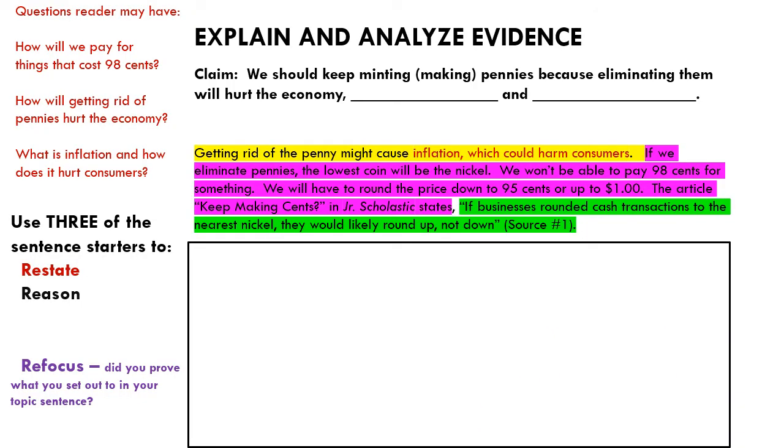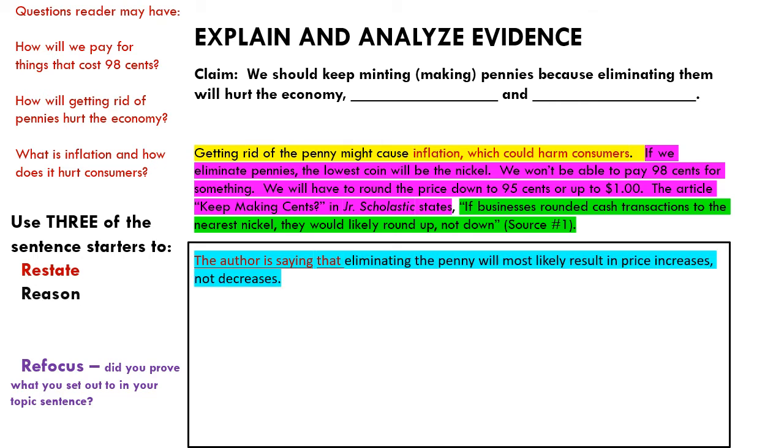The first task is to restate the evidence in my own words, and to do that I'm going to use the sentence starter, the author is saying that. Now I'm going to paraphrase in my own words what the evidence says. I'm going to say, the author is saying that eliminating the penny will most likely result in price increases, not decreases.